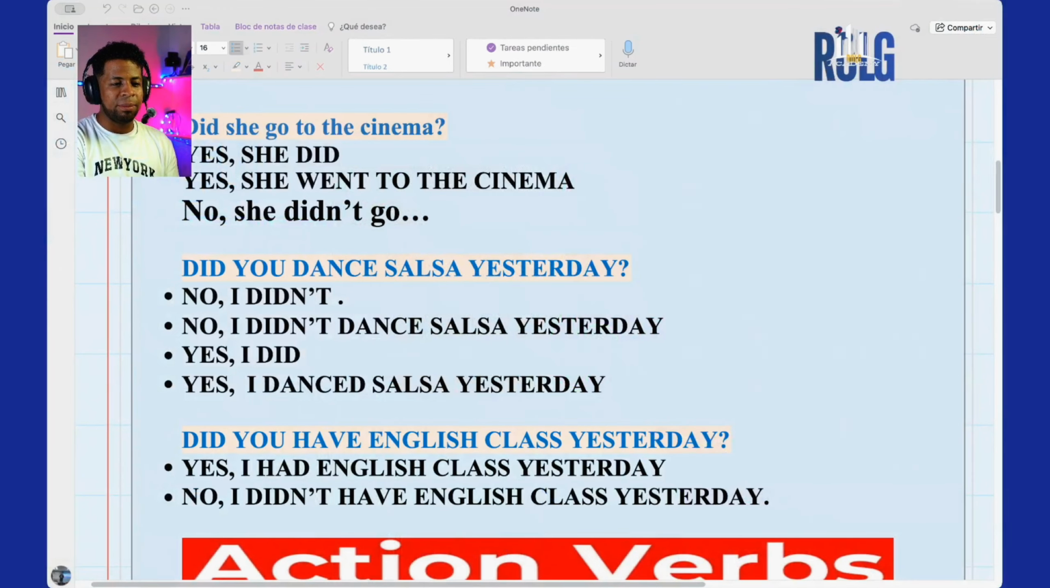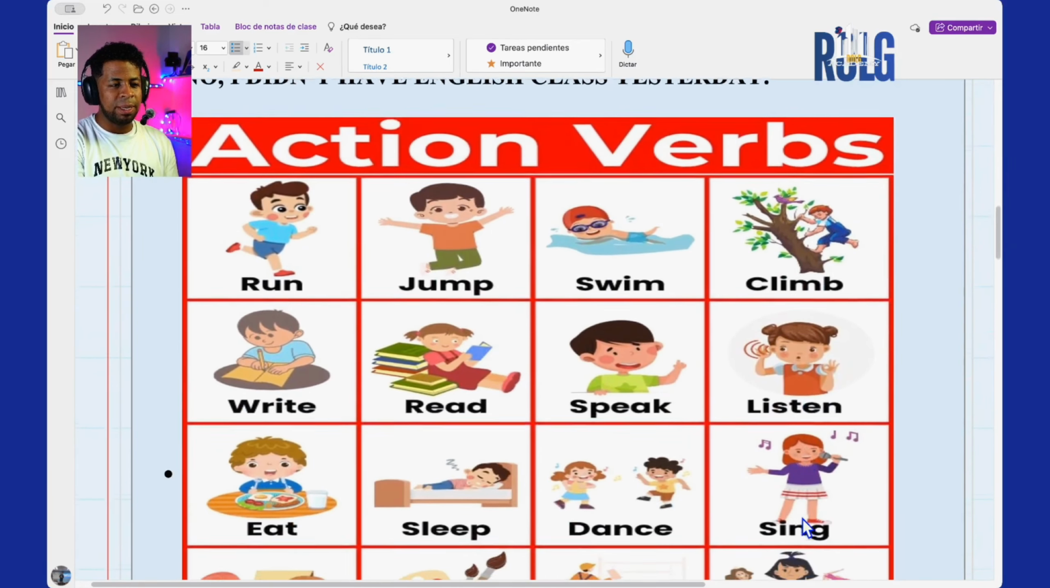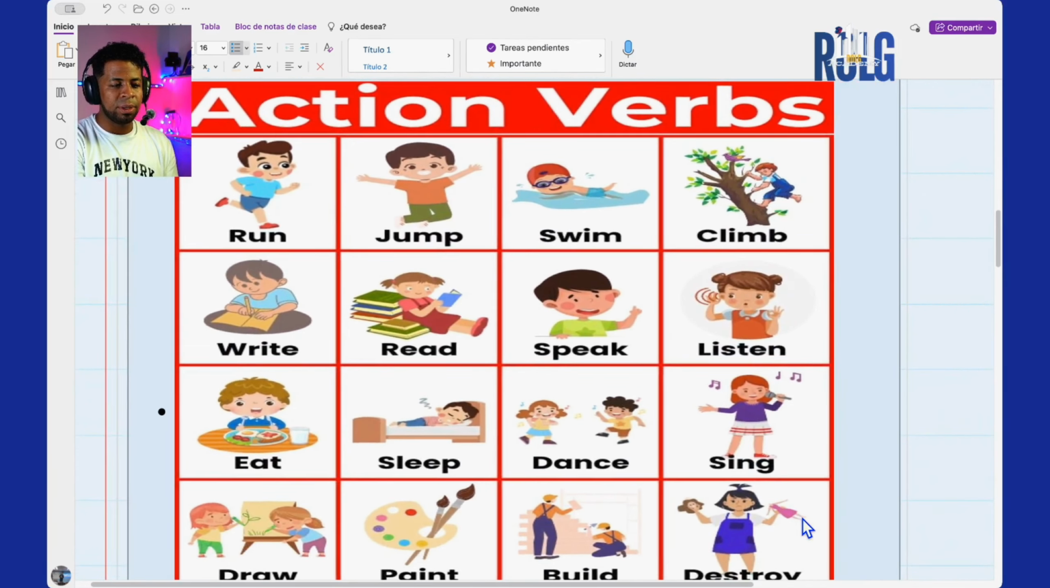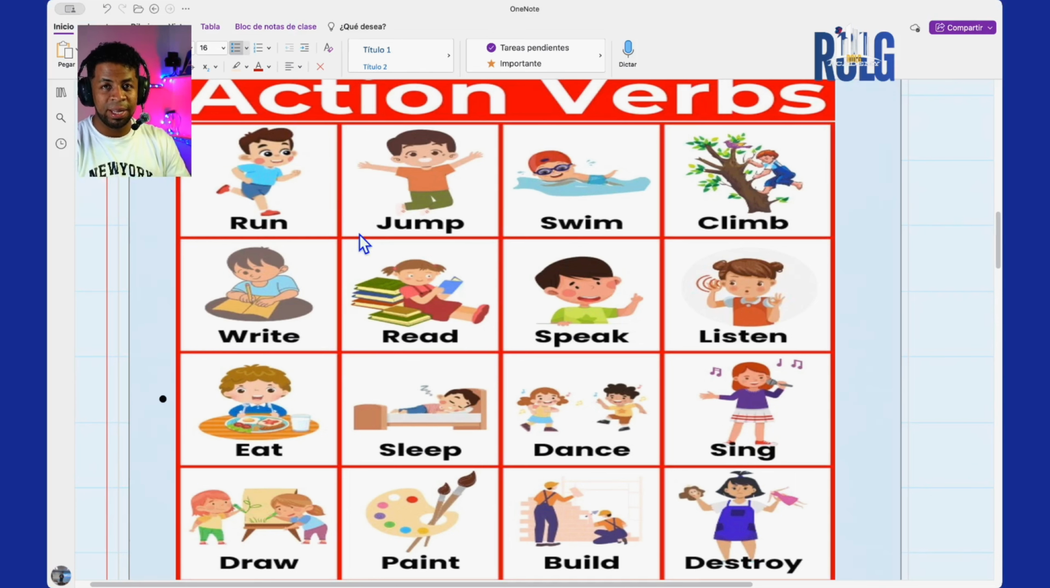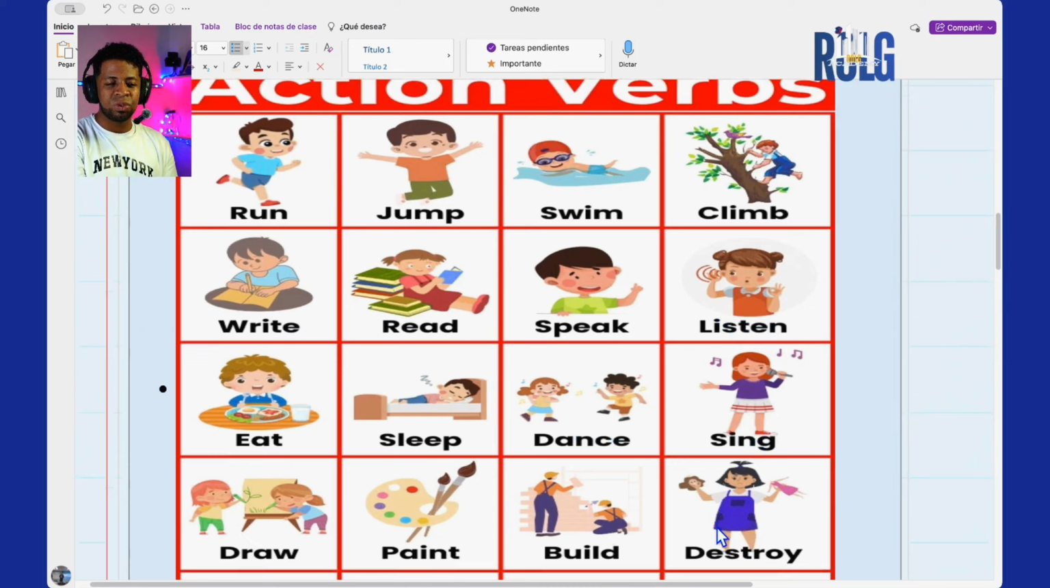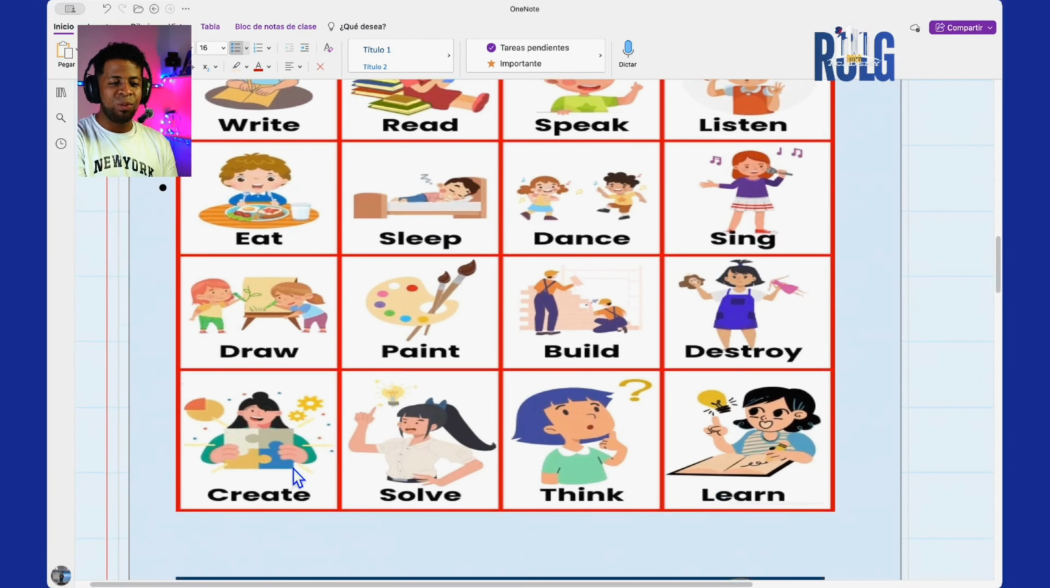We have other examples here. You can see it. And now we have some examples like action verbs. We have here some action verbs, and I will ask you if each is an irregular or regular verb. Run, what kind of verb is this? Jump, swim, climb, write, read, speak, listen, eat, sleep, dance, sing, draw, paint, build, destroy. We have more. Create, solve, think, learn.